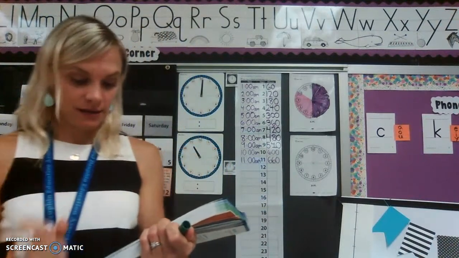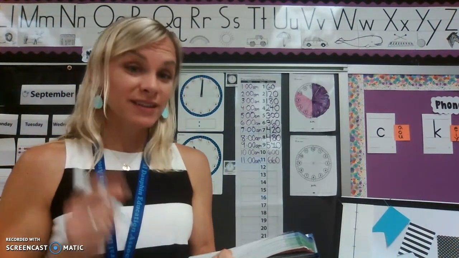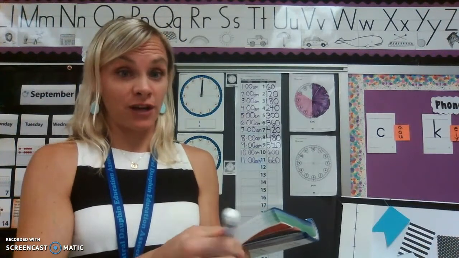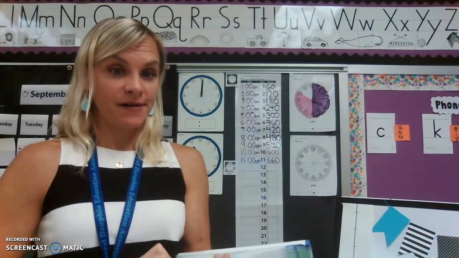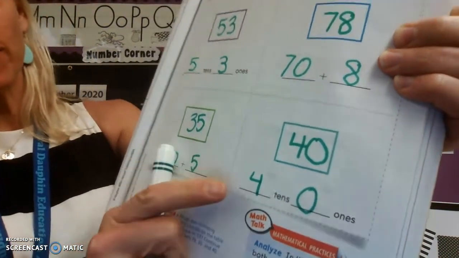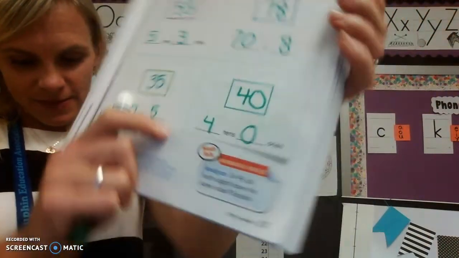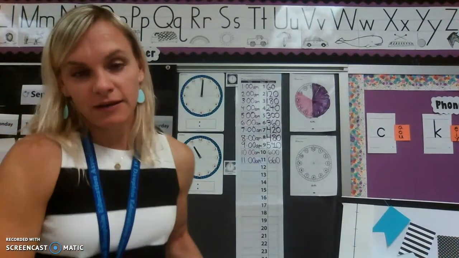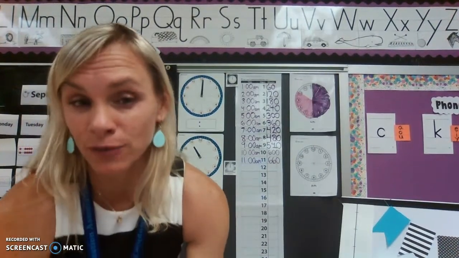Just 40. How many 10s are in 40? Look at the 10s place. How many 1s are in 40? Look at the 1s place. Did you write that? There's 4 10s in 40, but there aren't any 1s. Perfect.